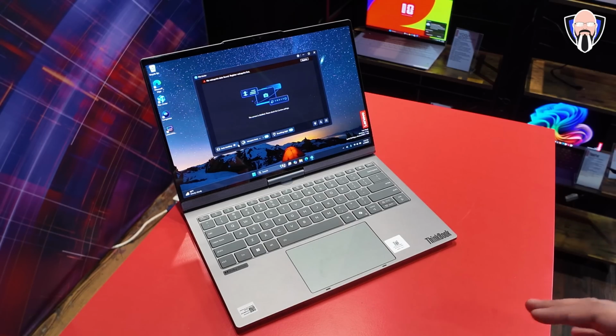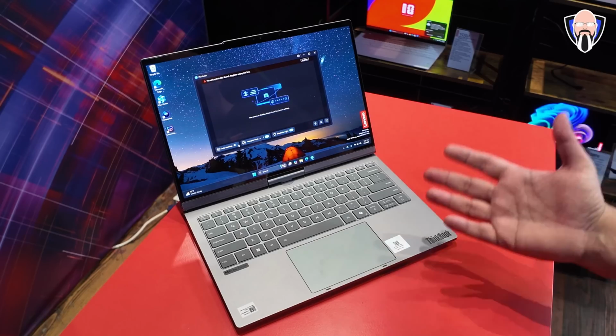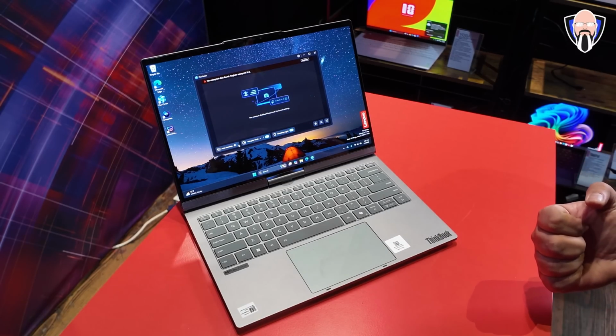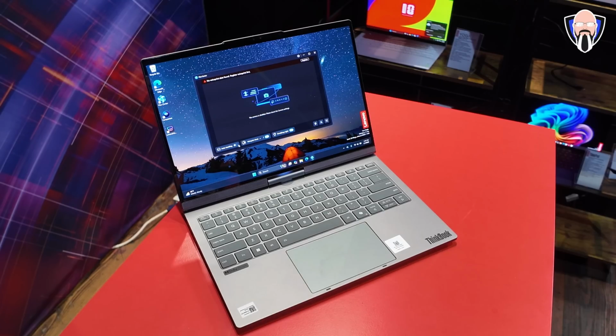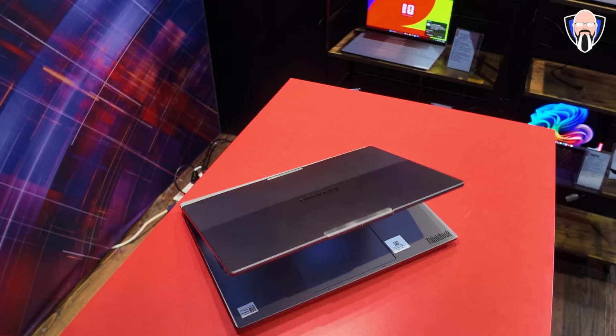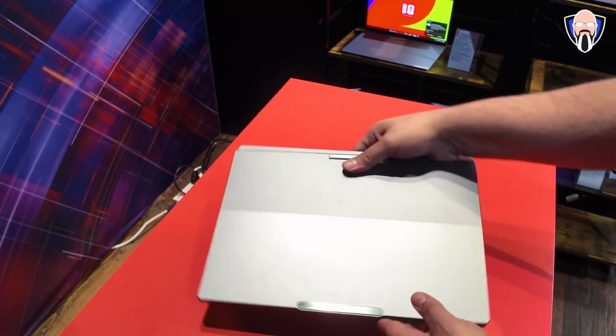But the nice part of it is the fact that at the end of the day, when I'm done, I don't even have to touch it. I can just say, "Hi Tico, close lid." And we're ready to go.